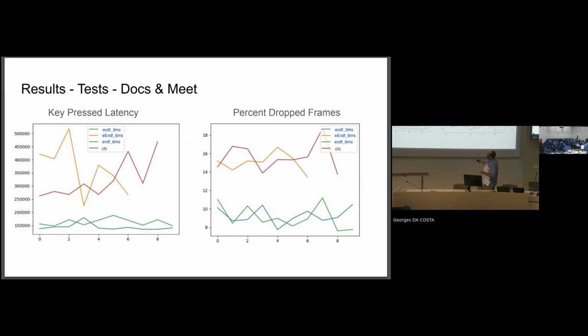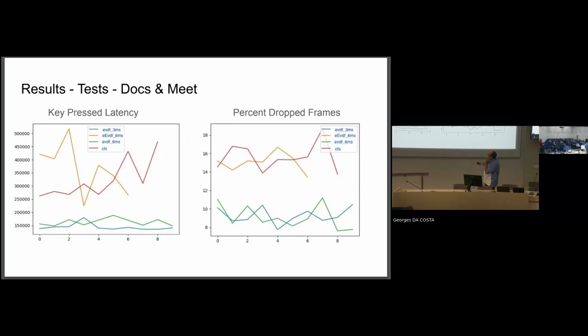The yellow line is regular EEVDF with eligibility turned on and all the other settings. So this means it has all our settings. EEVDF doesn't have any of our settings, so just stock EEVDF. And then this is 6 milliseconds slice. Again, 6 milliseconds with our settings, and the red line is CFS. So this is key press latency in the Meet and Docs scenario.